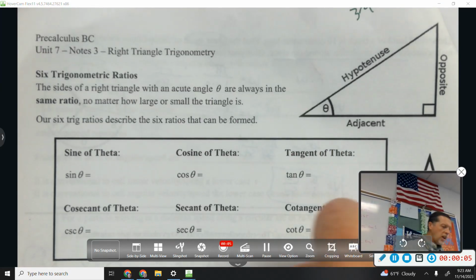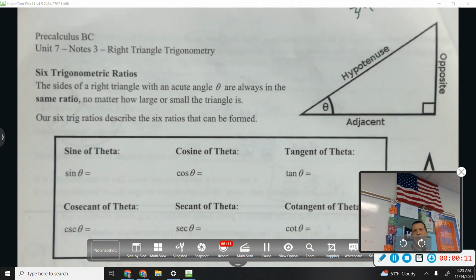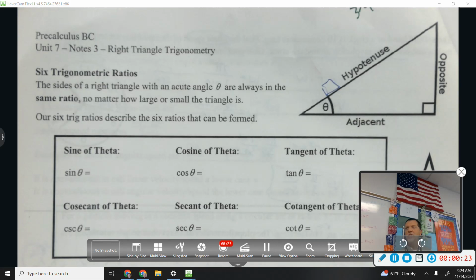Unit 7, Day 3, Right Triangle Trig. Again, I'll teach it like it's from scratch, but it should be pretty familiar from geometry or physics. You definitely use it in physics. You guys have had those blocks on an inclined plane, sines and cosines. So yes, but we'll start from the beginning.